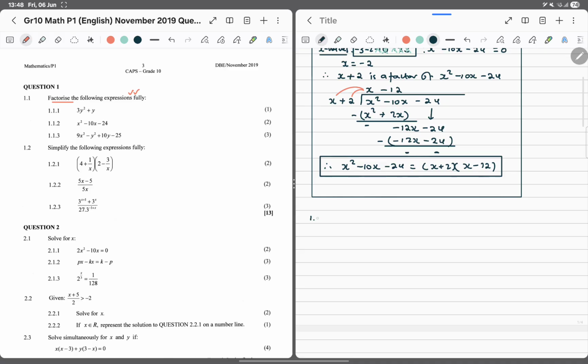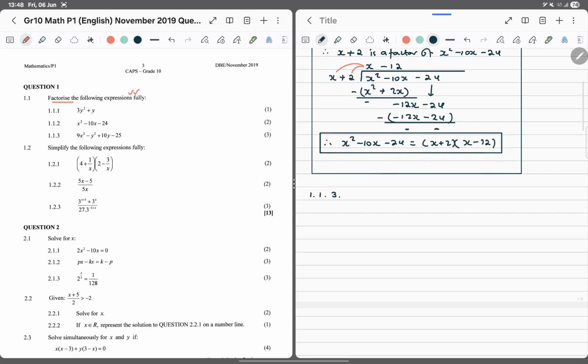So we've got 1.1.3. What is the story here? We've got 9x squared minus yx squared plus 10y minus 25. If we look here, we've got more than 3 terms, so it's not a trinomial. Usually, not always, factorization by inspection is not so easy. Perhaps trial and error may need to come in, and then inspection. But in this case, we can see the terms are not even alike, so we can do this by grouping.